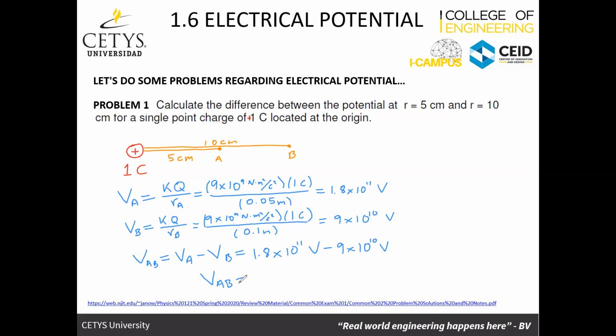It's half, would be half exactly because of the relationship that we have between the distances, 10 centimeters and 5 centimeters, which would be 9 times 10 to the 10, right? And this difference that we calculate would be kind of a measure as to how much energy I would need to move from A to B, or from B to A, depending on the direction that we're looking at.